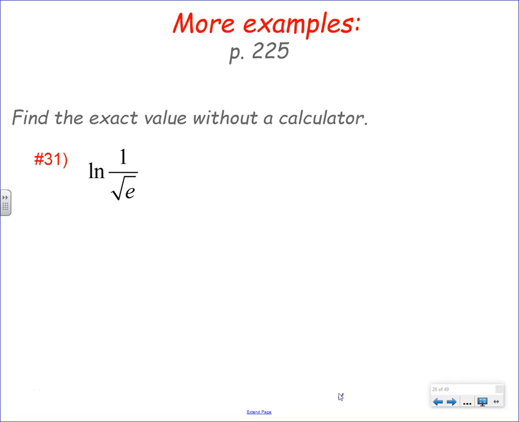No mental math? Okay. So if we were to expand, wouldn't it be ln of 1 minus ln of e to the 1/2? Maybe now you know where the 1/2 comes from. Couldn't you make it ln of 1 minus ln e to the 1/2, the square root, 1/2 power? How on earth are we supposed to simplify further? We can do ln of 1 minus 1/2 ln of e.